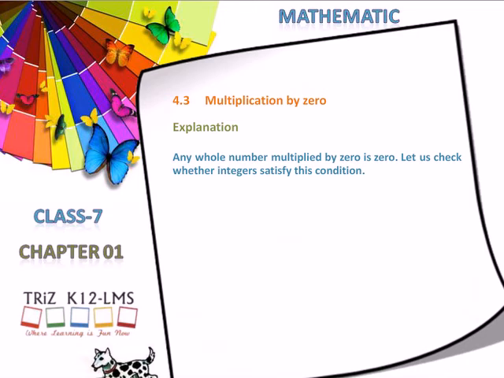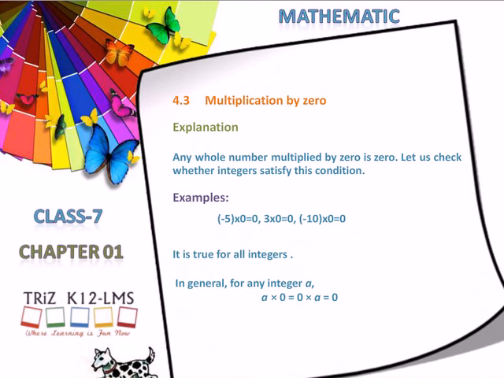Let us check whether integers satisfy this condition. Examples: -5 × 0 = 0. 3 × 0 = 0. -10 × 0 = 0. It is true for all integers. In general, for any integer a, a × 0 = 0 × a = 0.